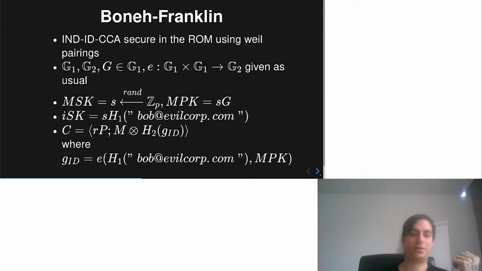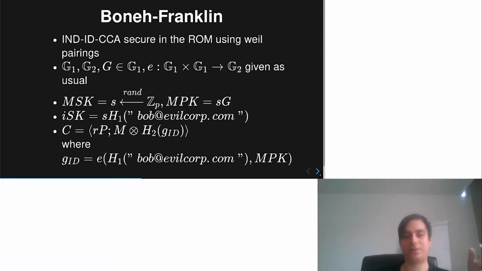For the master key setup, we have the usual process. We get a uniform random scalar from our finite field, and we mask the generator with this scalar to get the master public key. Nothing unusual. For the identity secret key, we're gonna use the previous master secret key. H1 here is a hash onto G1, so it's a hash function that maps arbitrary bit strings into G1. We map it onto the elliptic curve, and we also mask this point with the master secret key.